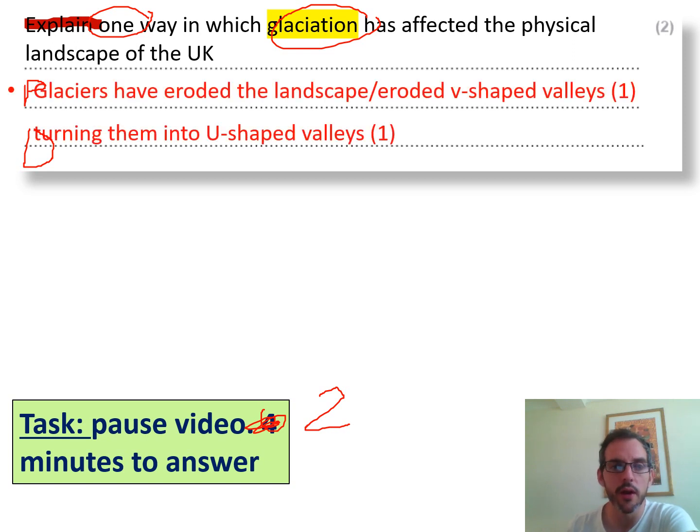Answers are as follows. Glaciers have eroded V-shaped valleys, turning them into U-shaped valleys. The crucial information you need here is that you've got erosion as an absolute minimum. Glaciers have eroded the land, forming U-shaped valleys. That's really all you need there.